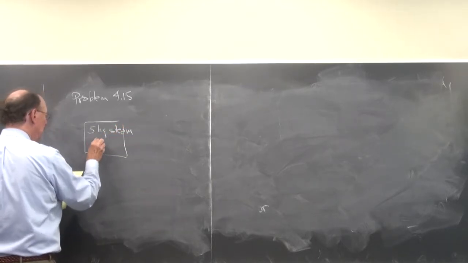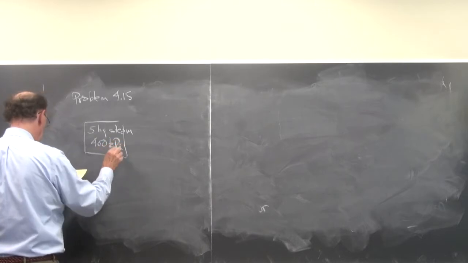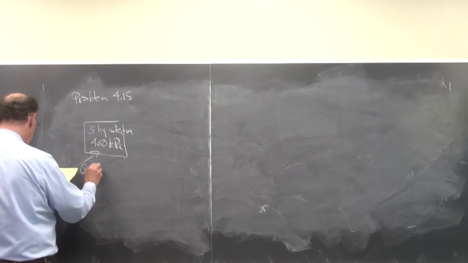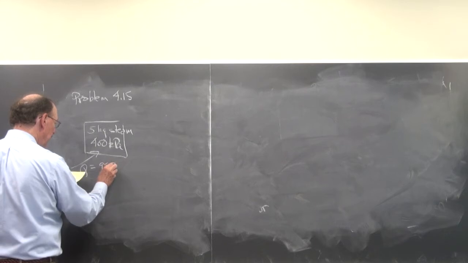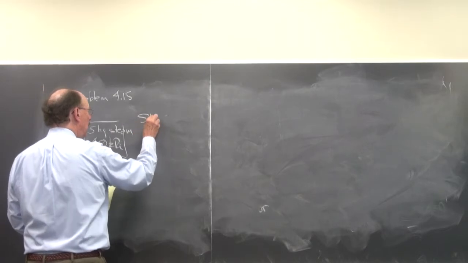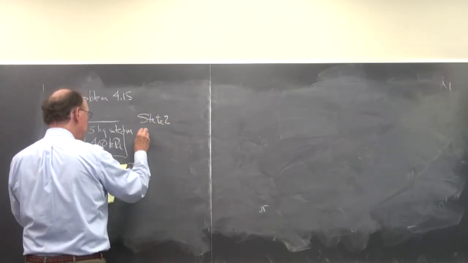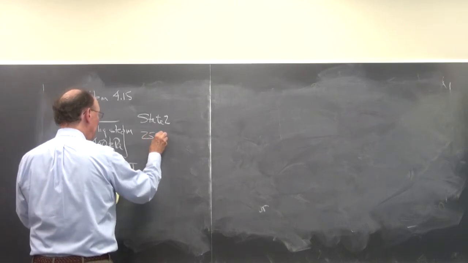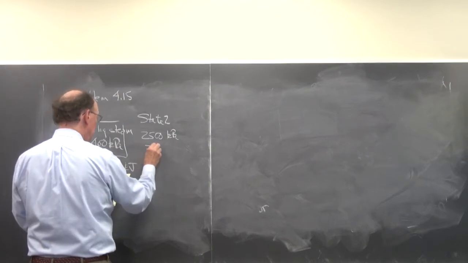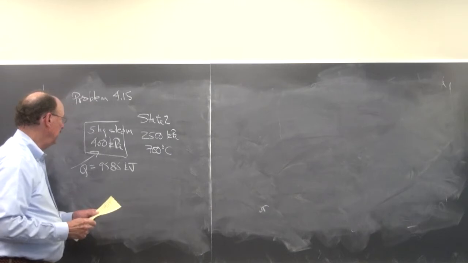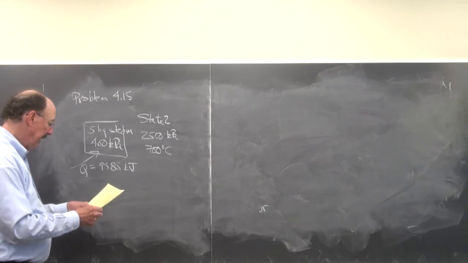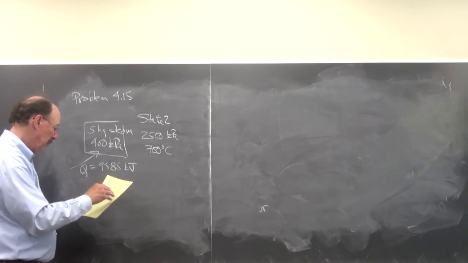P is equal to 400 kPa. And we're going to add heat. So heat is going in. Q is equal to 85 kilojoules of heat. And at state 2, I know the pressure is 2,500 kPa, and the temperature is 700 degrees C. So it's pretty hot. And what we want to do is find out what the problem is.